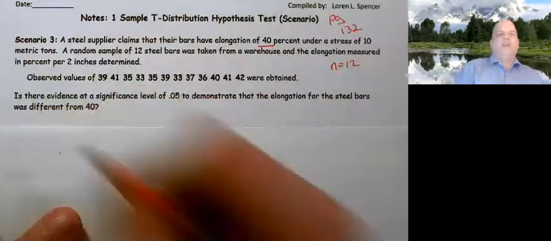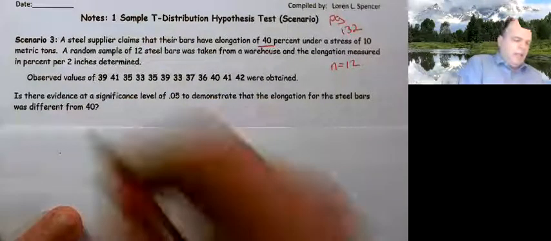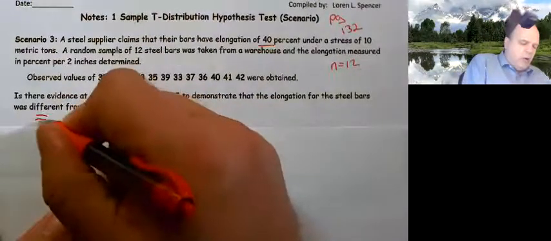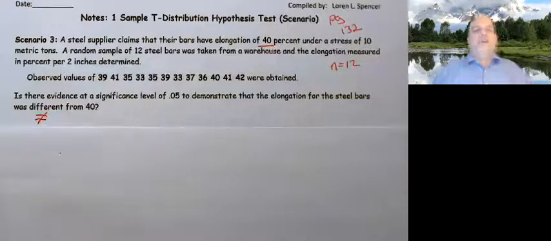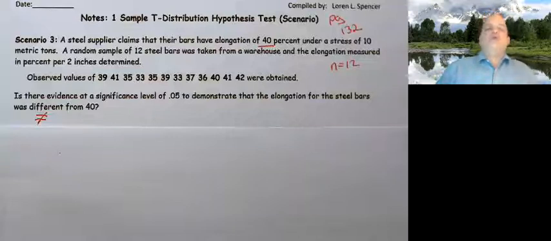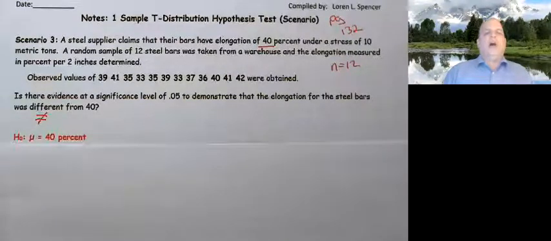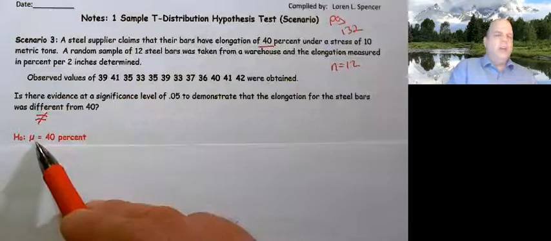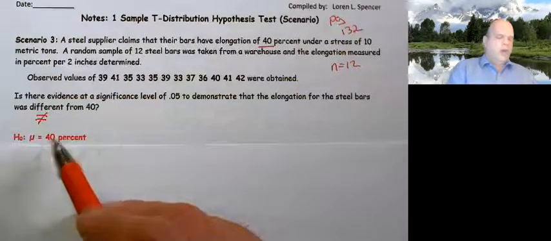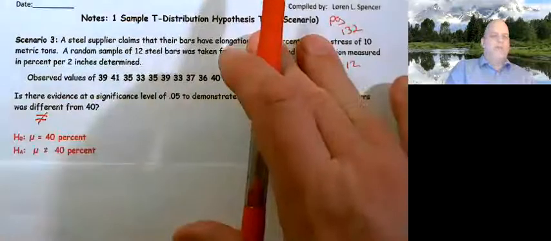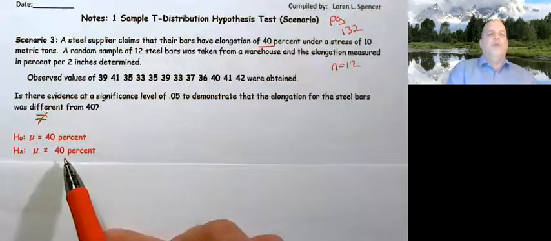Well, the word different doesn't tell me less than, and it doesn't tell me greater than. It means this is a not equal. So this is going to be an alternative of not equal, which also means this will be a two-sided test. Less than is one-sided to the left, greater than one-sided to the right. Two tails means we have areas of rejection on both sides, and we will break into that in just a little bit. We start off by writing our null hypothesis. Our null, the status quo, is that it's 40%. The alternative is that it's different than 40%, or not equal to 40%.